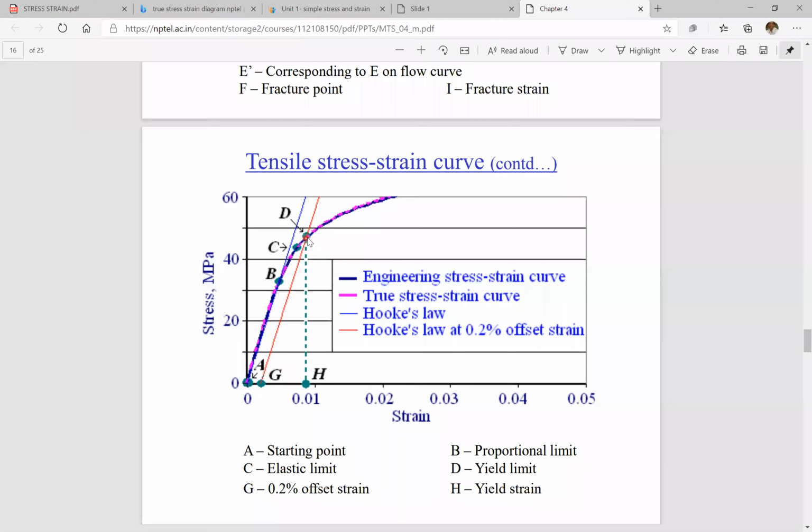G is the 0.2 percent offset strain, and H is the yield strain. So this is the way to calculate the yield stress and yield strain. If you connect this point here, you get the yield stress, sigma y, and if you see the perpendicular line H, that is the yield strain.